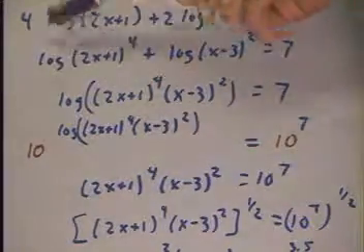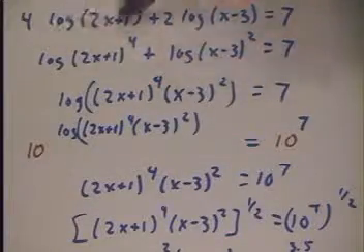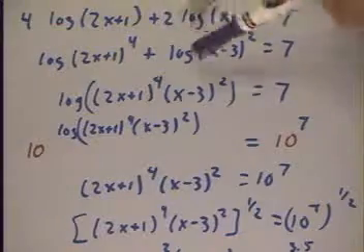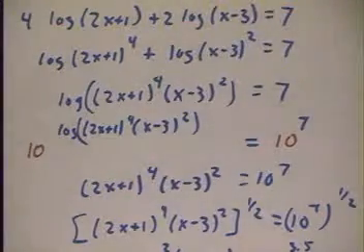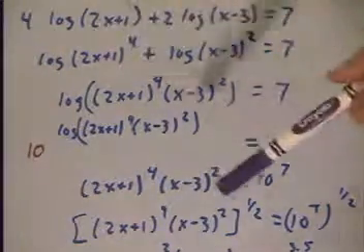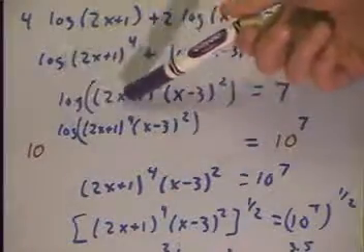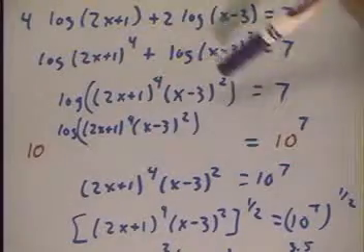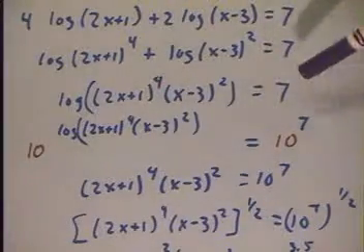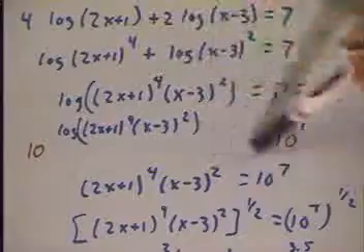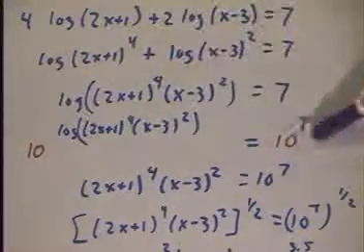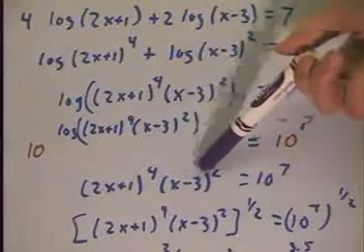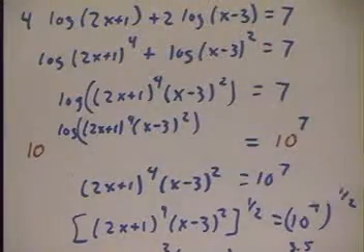So using the laws of logarithms, 4 times the log of something is the log of that something to the fourth, and 2 times the log of a quantity is the log of that quantity squared. Now we can add the two logs. We get the log of (2x plus 1) to the fourth times (x minus 3) squared, because of another law of logarithms. And then we exponentiate both sides. Apply the 10 to the x, the inverse function, to both sides. We get (2x plus 1) to the fourth times (x minus 3) squared equals 10 to the seventh.